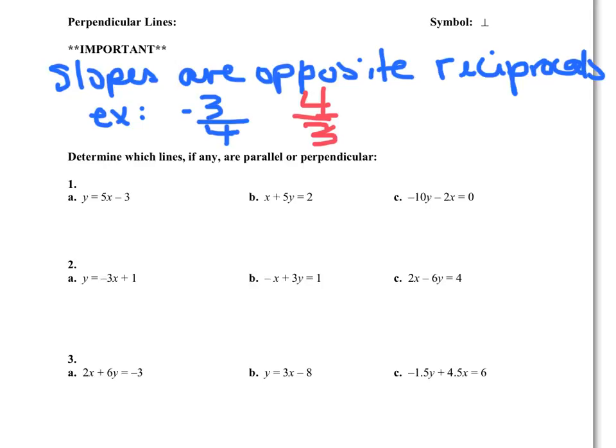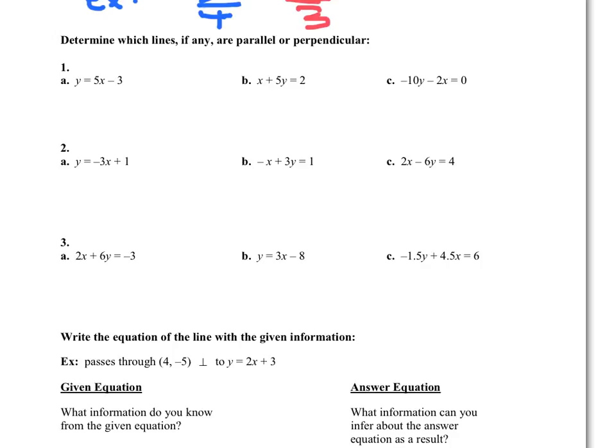So on the examples down here, we're going to see if any lines are parallel or perpendicular, and we're going to actually do that by identifying the slopes. So on the first example, A is already in slope-intercept form, which is great, because then we can just say what the slope is right away, which is 5.